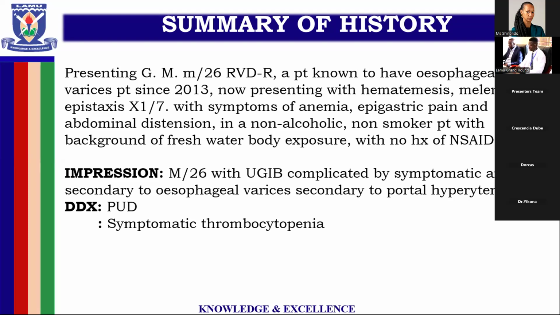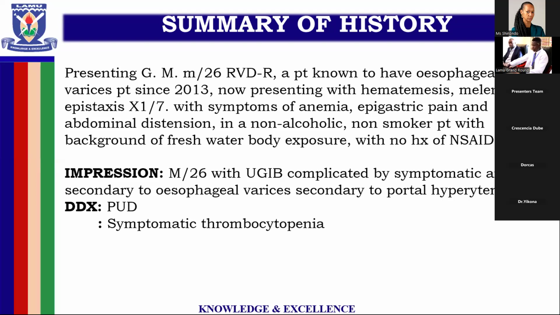portal hypertension, due to his history of exposure to rivers, which could have led to a pathology that can increase pressure and cause portal hypertension, leading to esophageal varices, where we see him vomiting blood and melena.